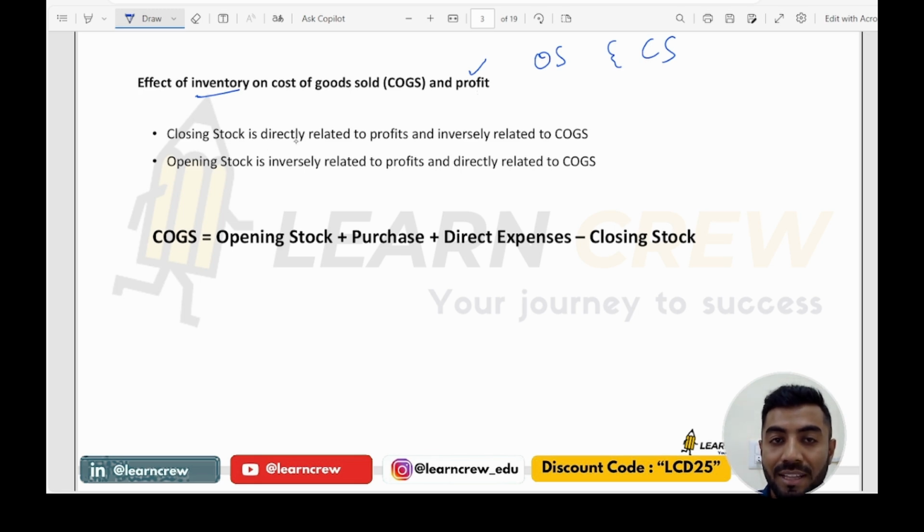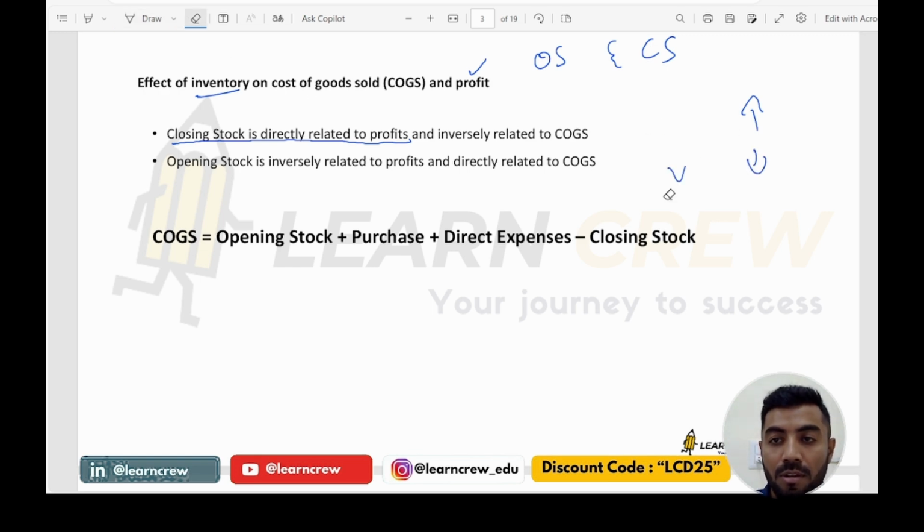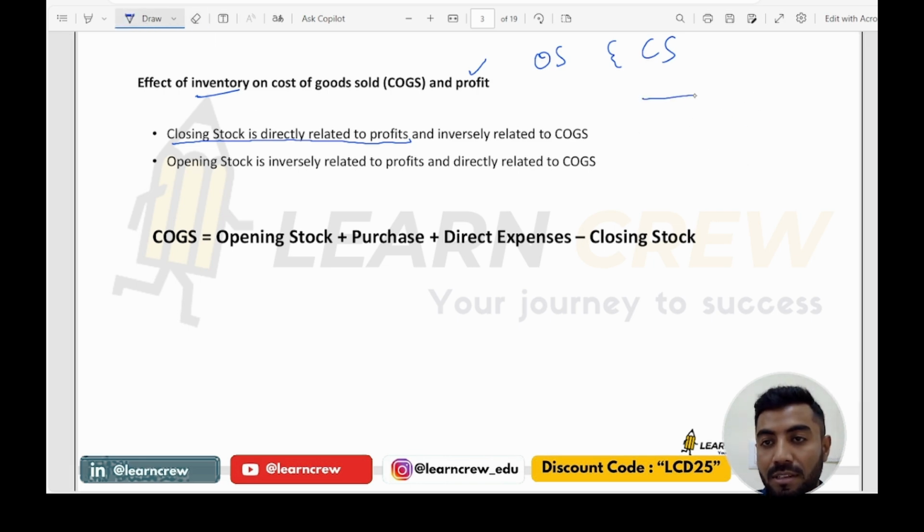Closing stock is directly related to profits, which means if closing stock increases, the profit also increases. If closing stock decreases, the profit also decreases. Basically, imagine this is a trading account. In the trading account, we have opening stock, purchases, and direct expenses, then profit. Similarly, we'll have sales and then closing stock.